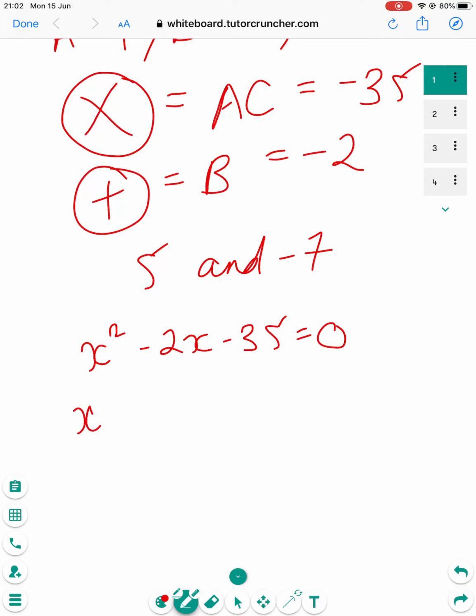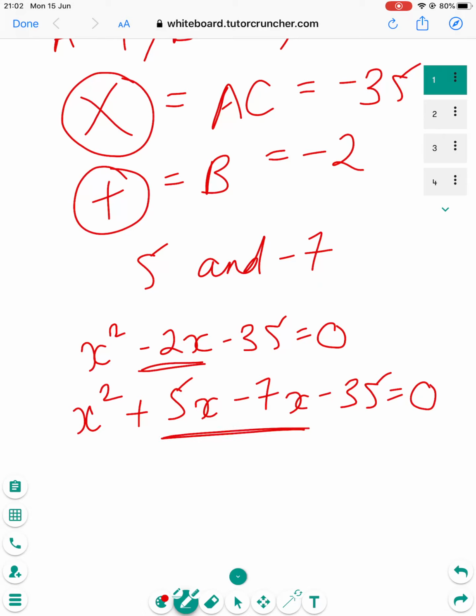Can we all agree that this equation here is the same as this equation here, x squared plus 5x minus 7x minus 35? It's exactly the same thing. All I've done is, instead of writing minus 2x, I replaced it with 5x minus 7x, because that is also equal to minus 2x.